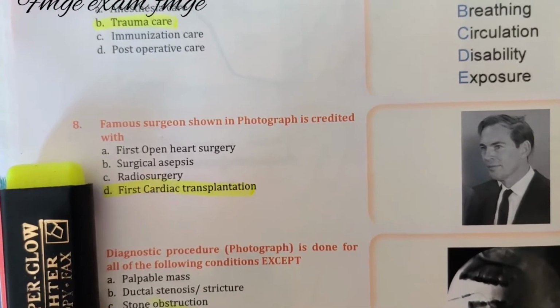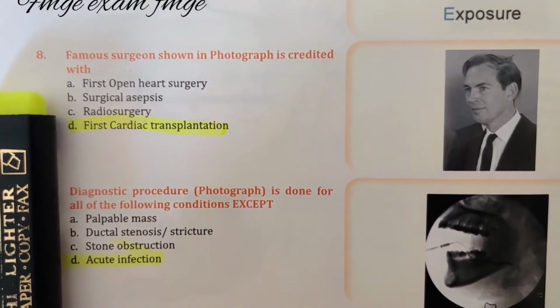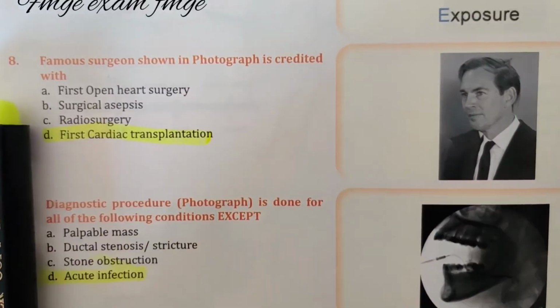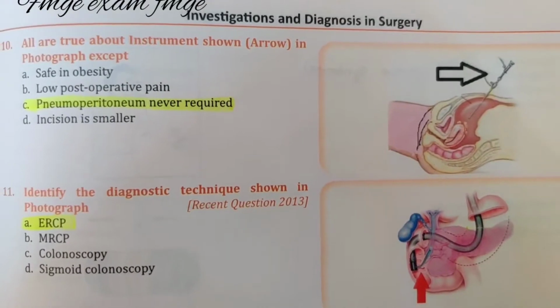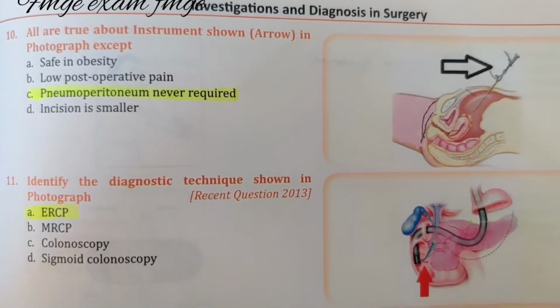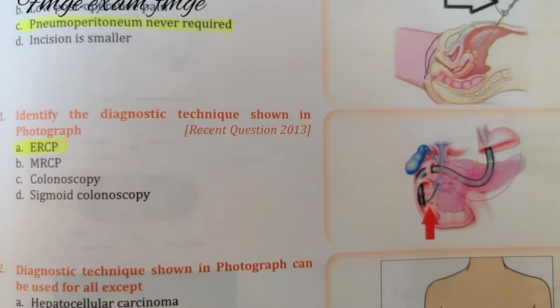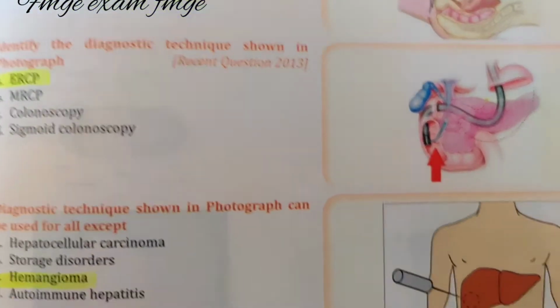His name is Christiaan Barnard. Diagnostic procedure shown in the photograph is done in all of the following conditions except acute infection. Procedure shown in the photograph: all are true about the instrument shown by the arrow except pneumoperitoneum never required. Identify the diagnostic technique shown in the photograph: ERCP.